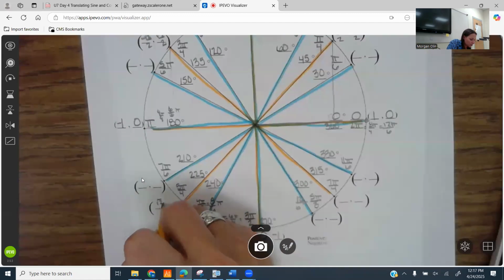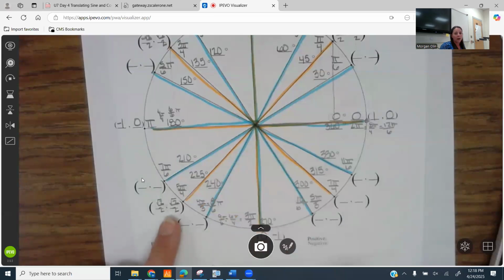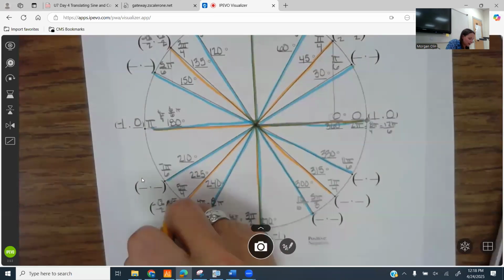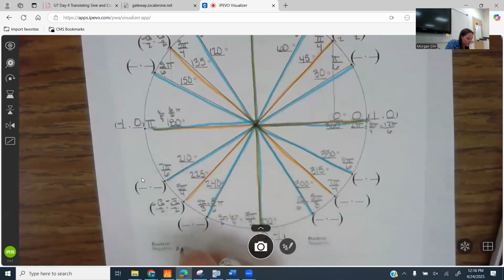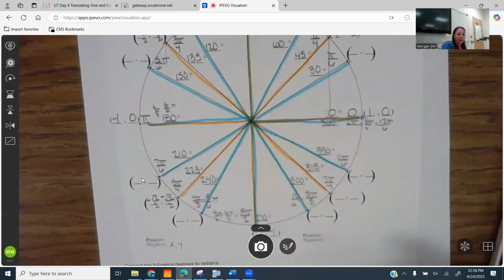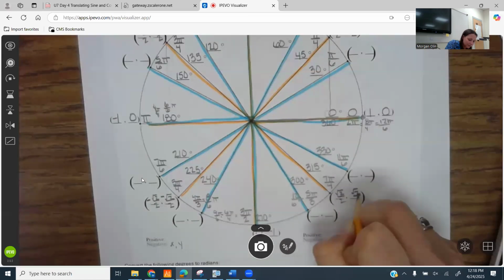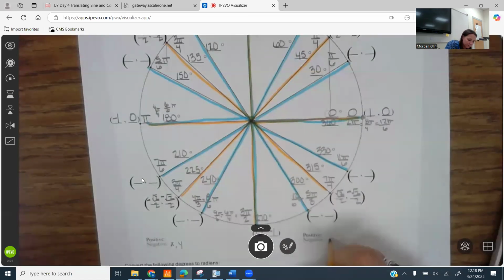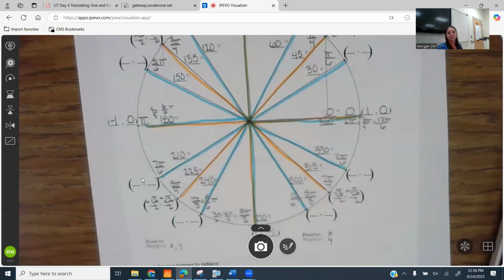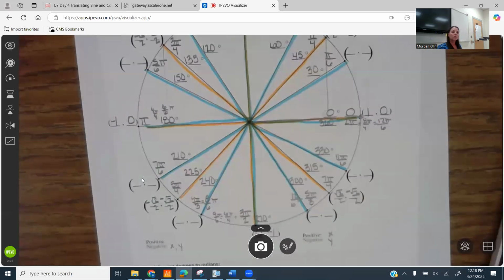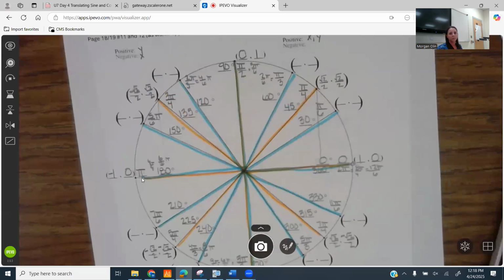You can go ahead and put square root of 2 over 2. But what do you know about each of these? Well, both of them are negative. Both the x and the y are negative here. And then here, square root of 2 over 2, square root of 2 over 2. What's negative? The y value is negative. The x is positive. So they're mirror images of one another.